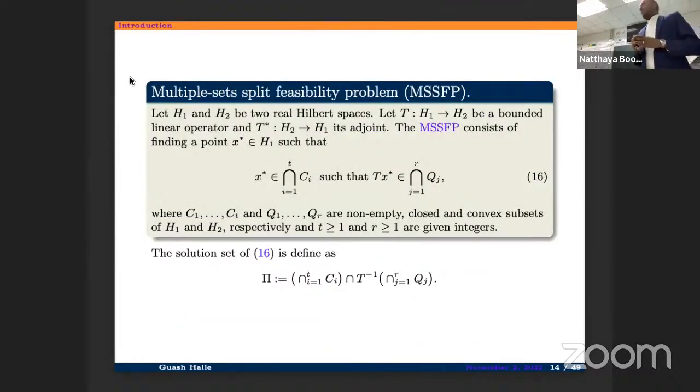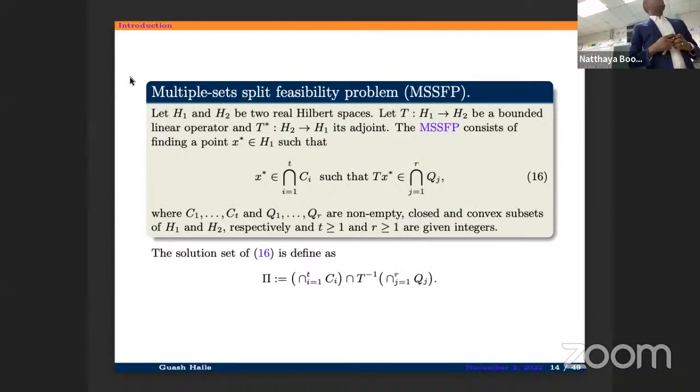So through time, infinitely many generalizations of this split feasibility problem have been studied. For example, we can see here one of the generalizations of the split feasibility problem, which is the multiple sets split feasibility problem. And it is defined in 16.